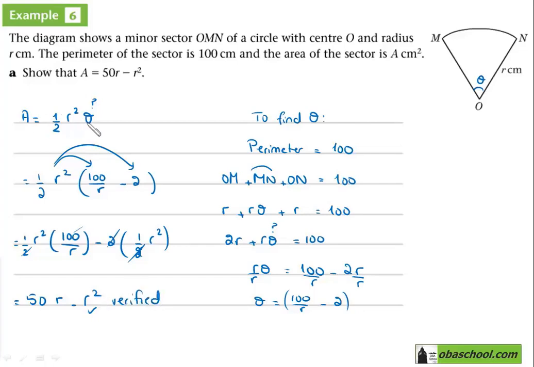As a recap, we wrote the formula for the area of the sector and we made use of the perimeter in order to find the theta. We obtained the answer, which is 100 over r minus 2, and then we substituted in the original formula of the area. And we organized the formula in order to reach the desired result. You need to know that this is the theta because we are going to use it in the upcoming part.